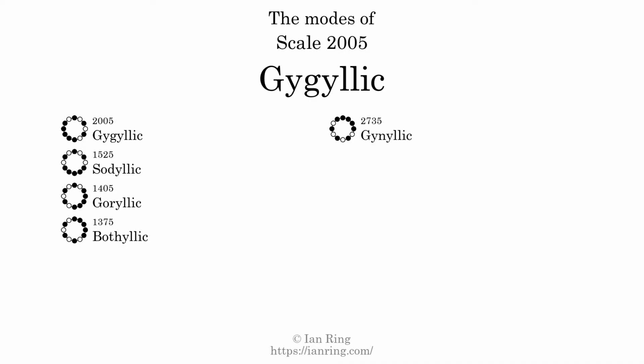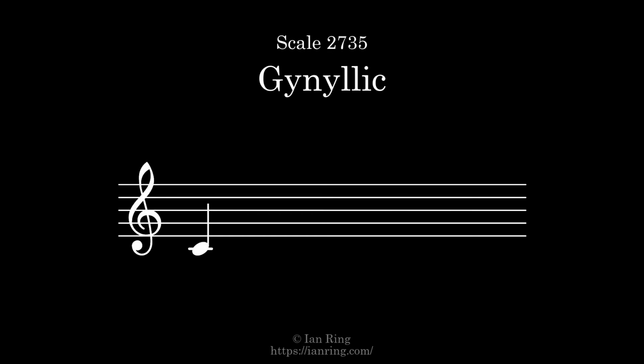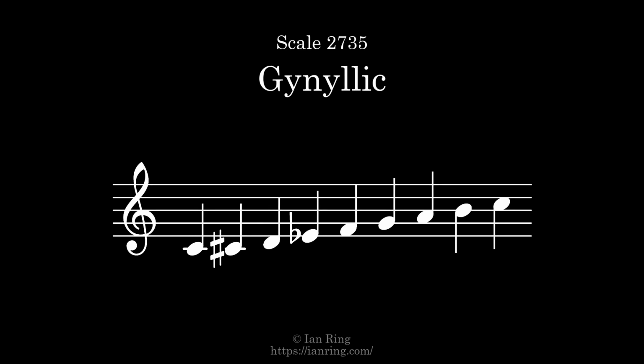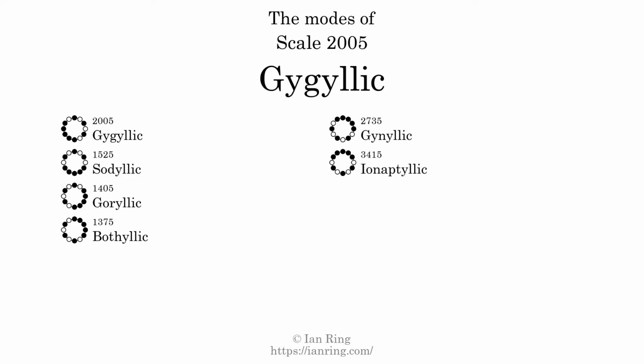The fifth mode is scale 2735, also known as Gygyllic. It sounds like this. The sixth mode is scale 3415, also known as Ionaptilic. It sounds like this.